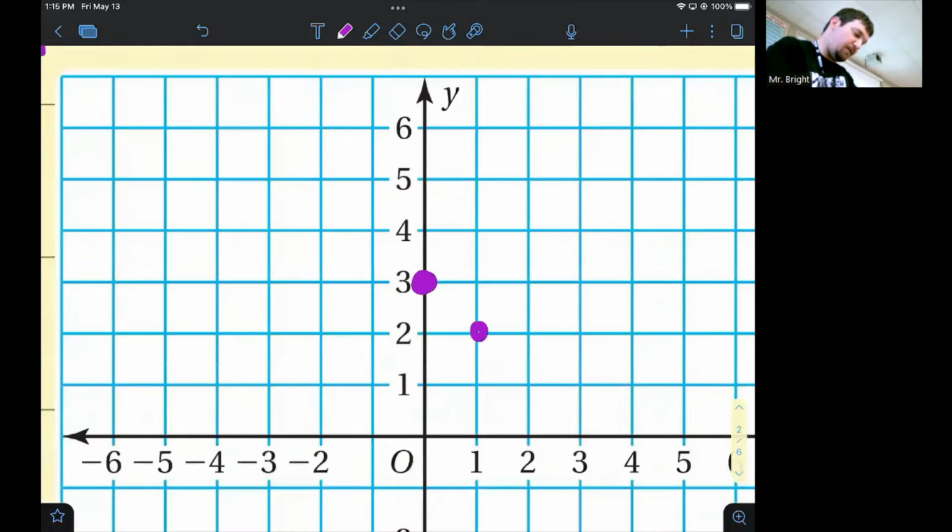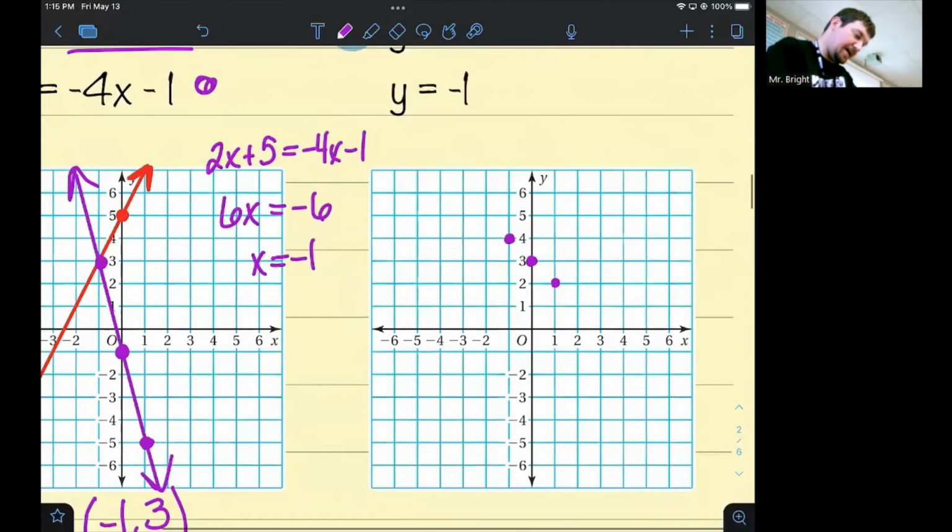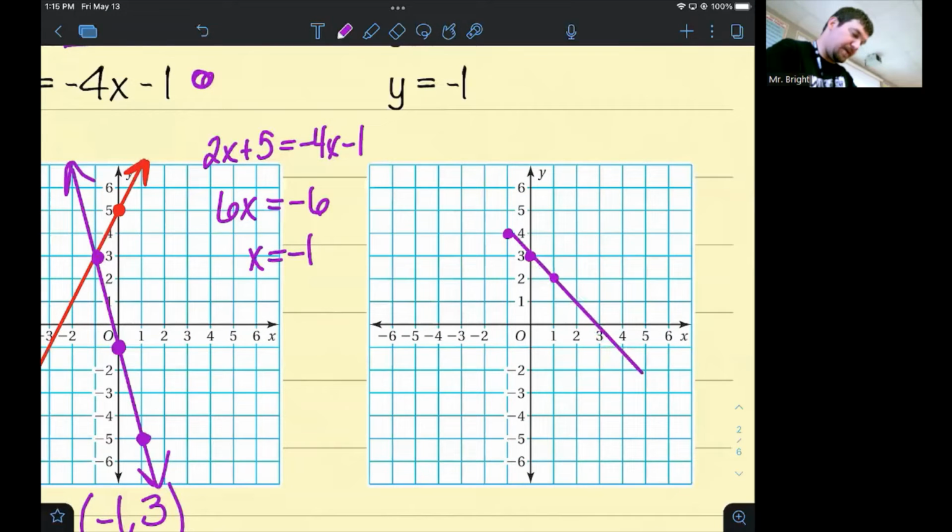Down 1, over 1 to the right, or you could go up 1 and over 1 to the left. And so that's going to give us a line at a 45-degree angle. Big Ideas likes 45-degree angles. Your line might even snap into that position. I did not draw a very good one.